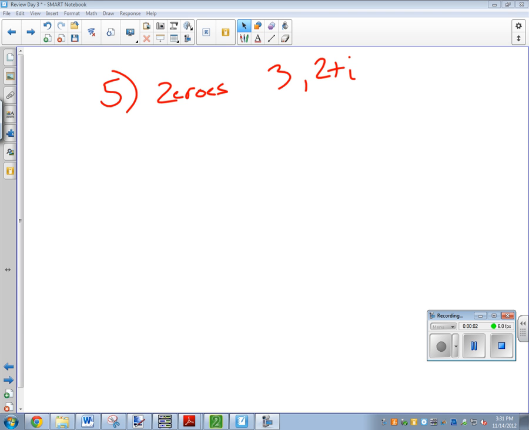So we start off here, our zeros are 3 and 2 plus i. If we have 3 and 2 plus i, what's our other zero that we're missing? 2 minus i. Okay? So those are my zeros.